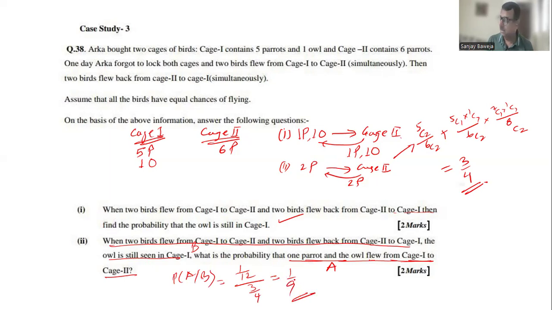I hope it is clear how you get 1 by 12. It should be very, very clear, because when one parrot and one owl flew from cage 1, the value of this whole part will be 1 by 12. The value of this part is 2 by 3. So when you add them, you get 3/4, right? And when you put the values, it is 1 by 9.